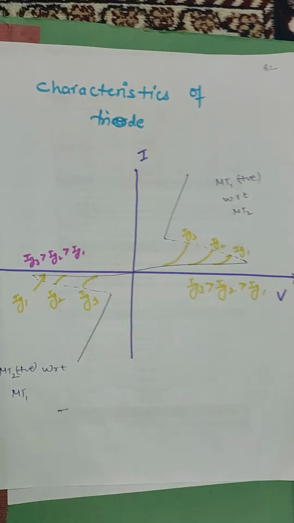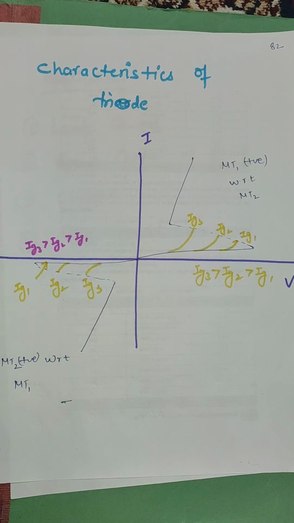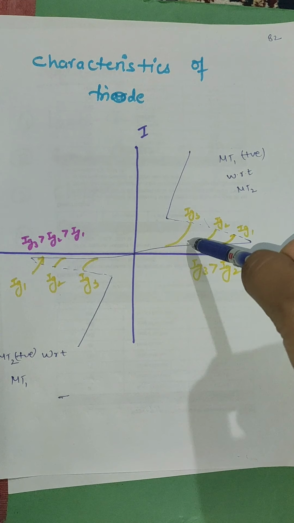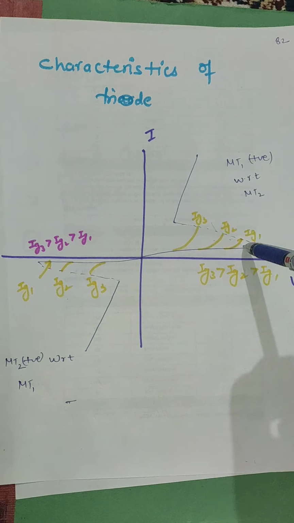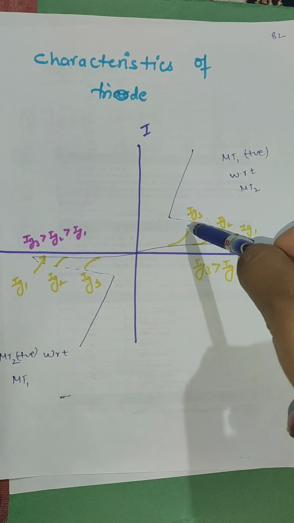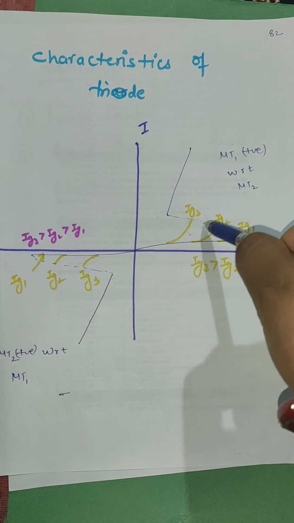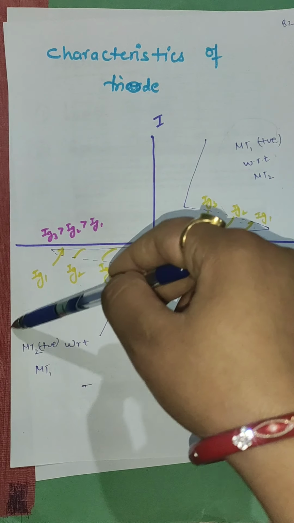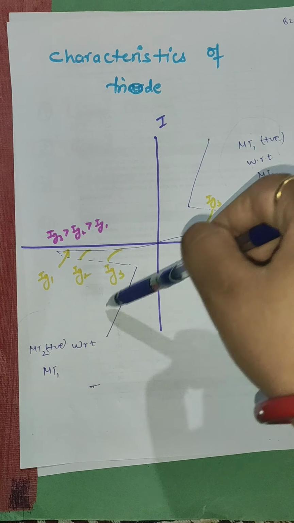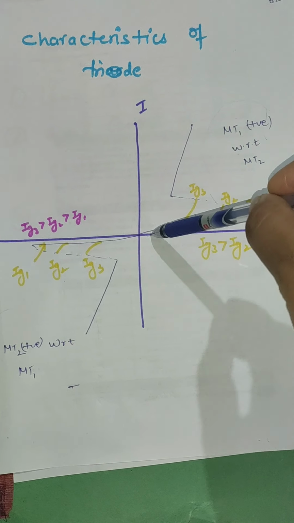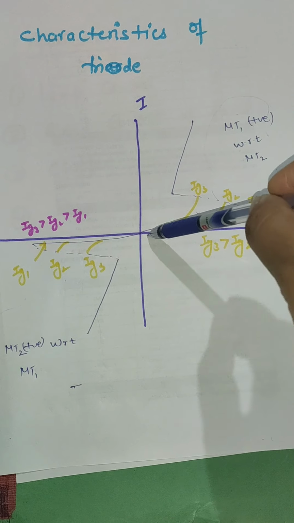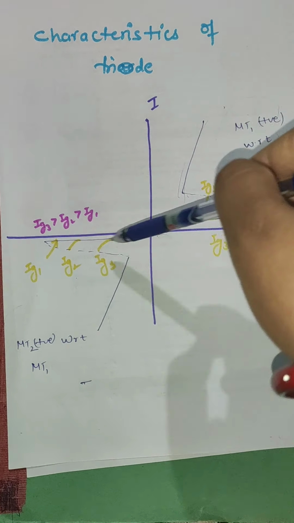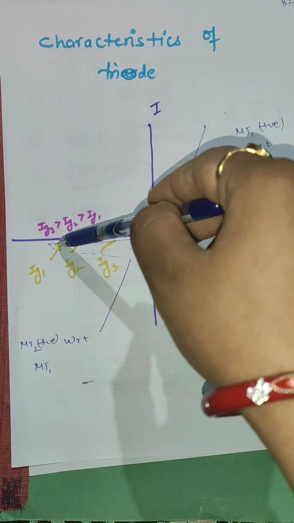This is the characteristics of the triac. The characteristics are just like a diac, but it has a controlling gate terminal. If we increase the gate current, we are able to get the initial breakover. This is for MT1 positive with respect to MT2, and this is for MT2 positive with respect to MT1. Initially, when breakdown is not there, a small current will flow. After breakdown, the maximum current will flow. Here it is also like that.